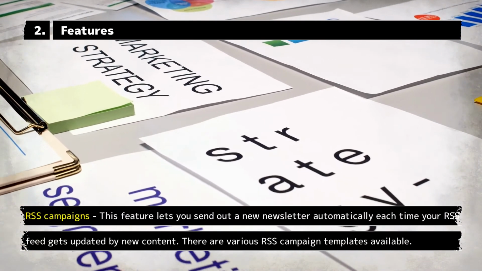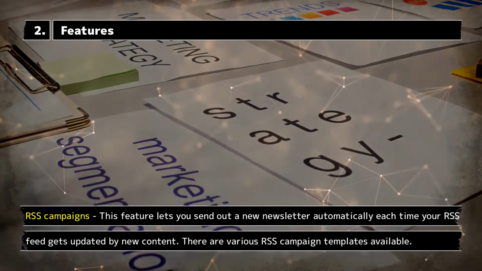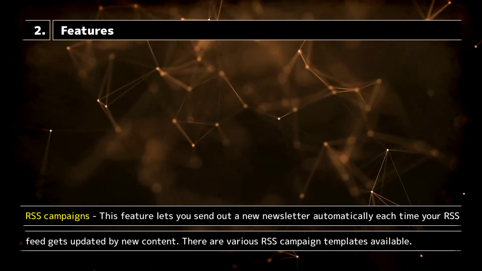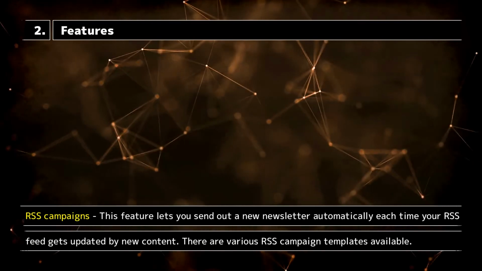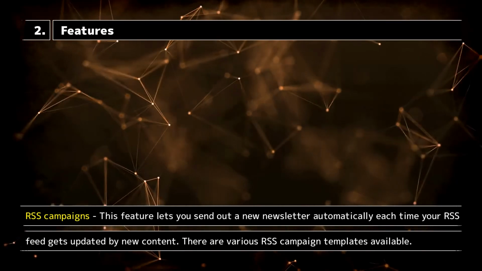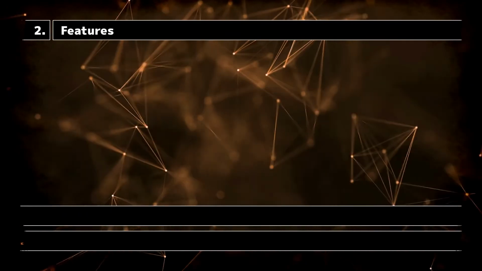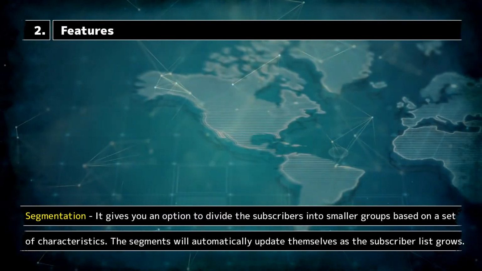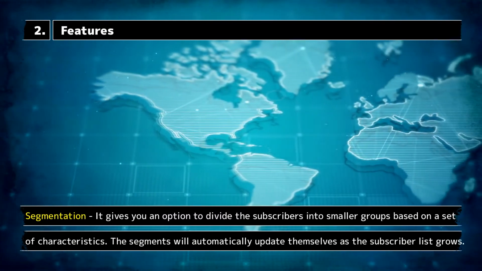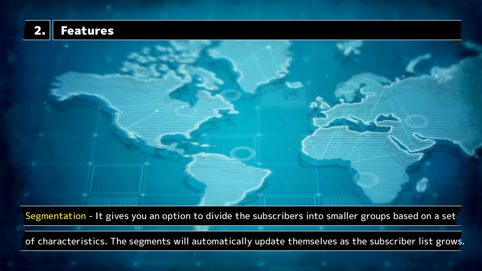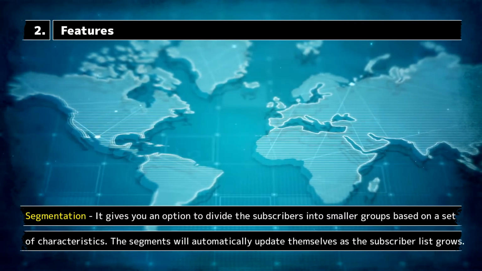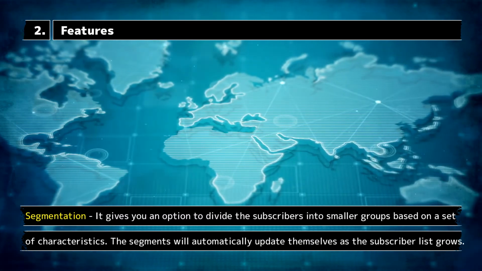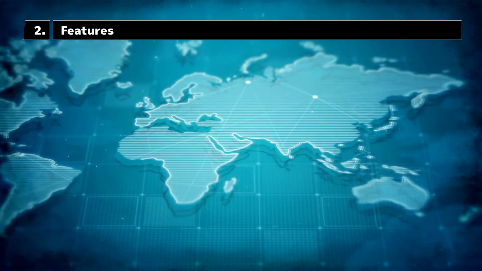RSS campaigns. This feature lets you send out a new newsletter automatically each time your RSS feed gets updated by new content. There are various RSS campaign templates available. Segmentation. It gives you an option to divide the subscribers into smaller groups based on a set of characteristics. The segments will automatically update themselves as the subscriber list grows.